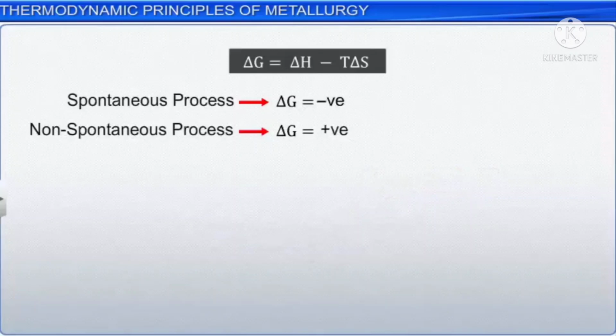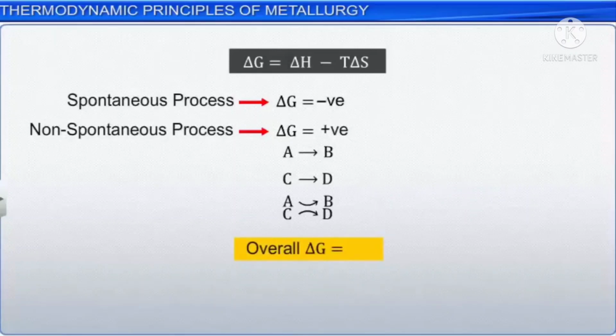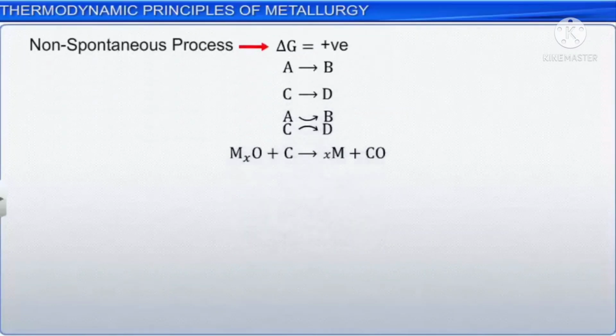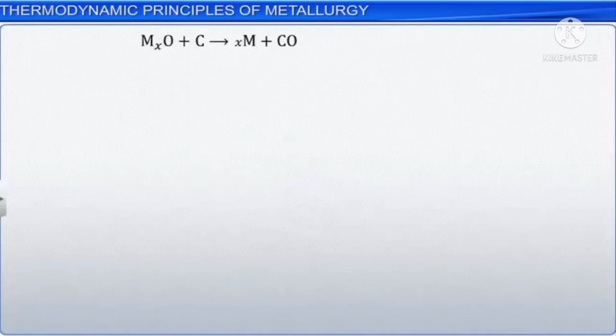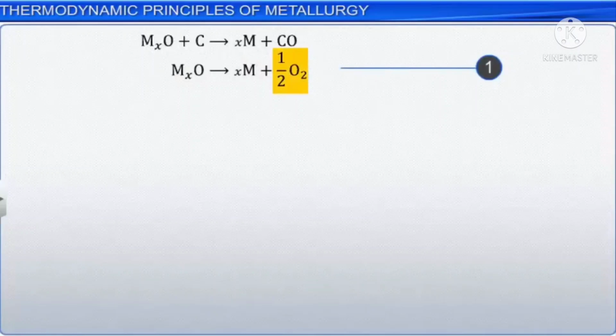It is important to note that two independent reactions can be coupled and are feasible, provided the overall delta G of the two reactions is negative. This coupling is particularly useful for the reduction of oxides of elements. In metallurgy, a metal oxide is reduced with a reducing agent. During reduction, the metal oxide decomposes as shown here. MxO decomposes to give xM plus half O2. The liberated oxygen is taken up by the reducing agent.